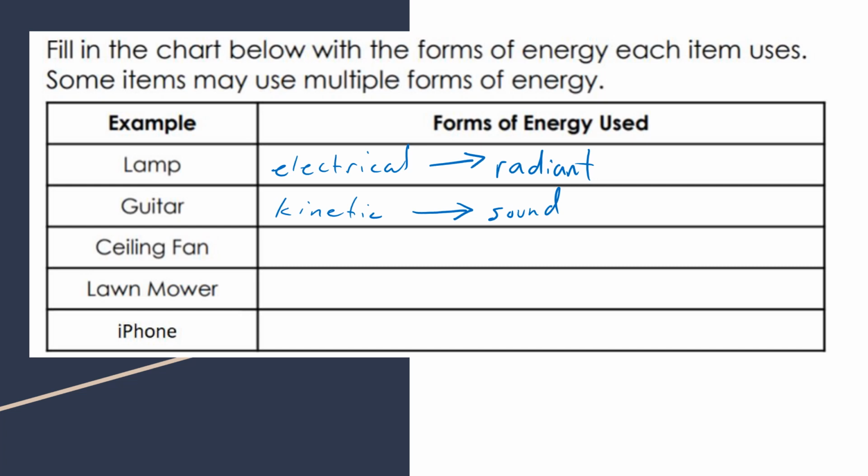Ceiling fan. This is a good one. So this is actually going to use electric energy. And then what does the electric energy do? It will create a type of kinetic energy. Now, you could argue that the kinetic energy of the fan then creates kinetic energy of air molecules, which is very true. Lawnmower, there's two answers here.